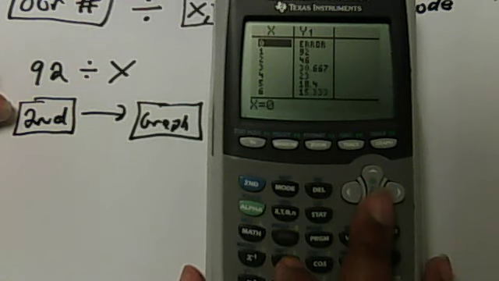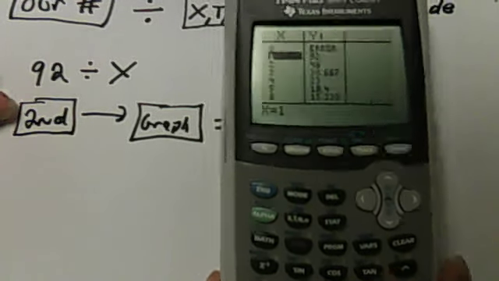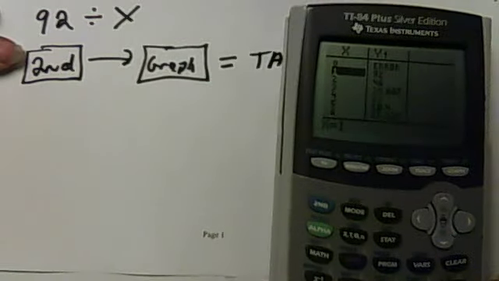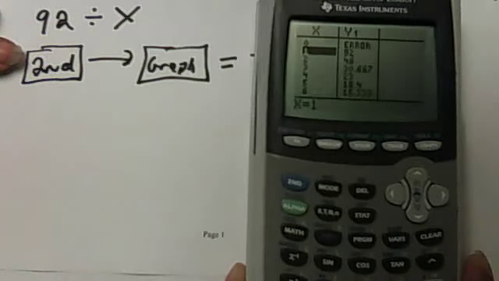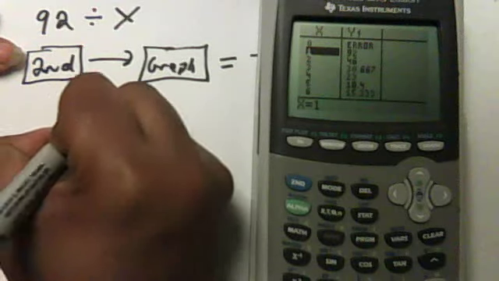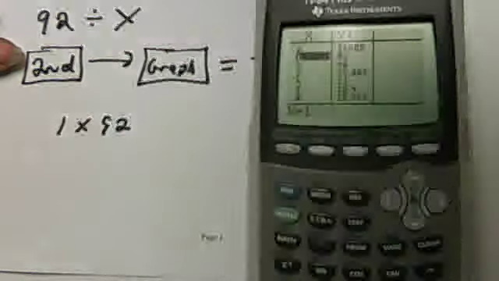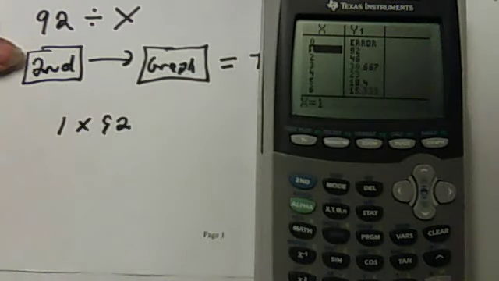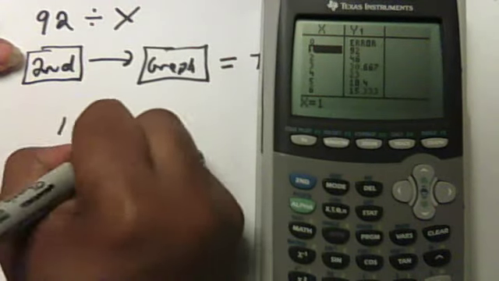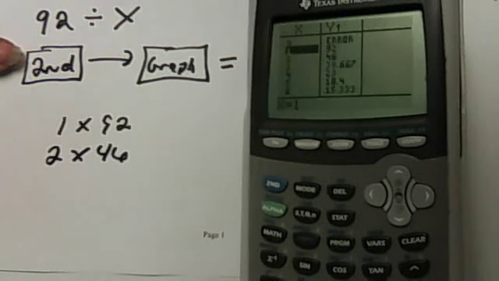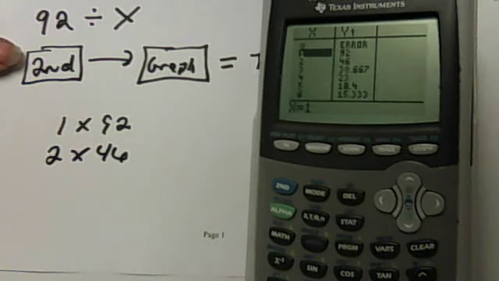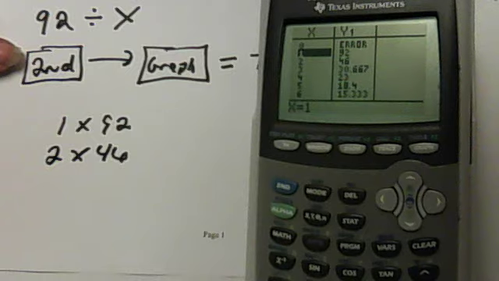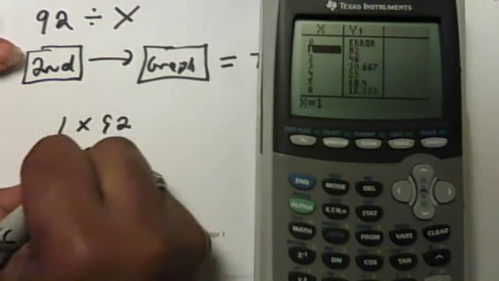Of course, there's no 0. I see 1 times 92. Alright, 1 is a factor, 1 times 92, and you go down. Then I see 2 and 46. Then I see 3 is a decimal, no decimals, remember, whole numbers. Then I see 4 and 23.